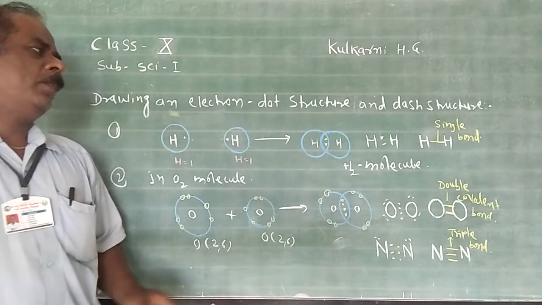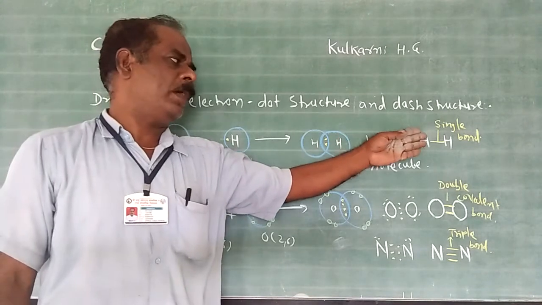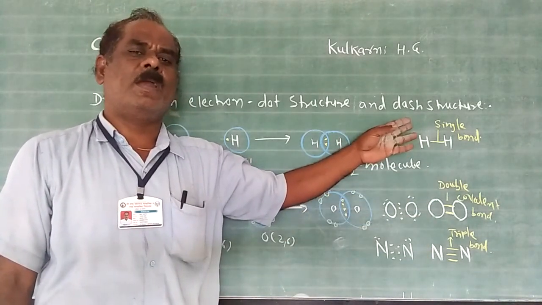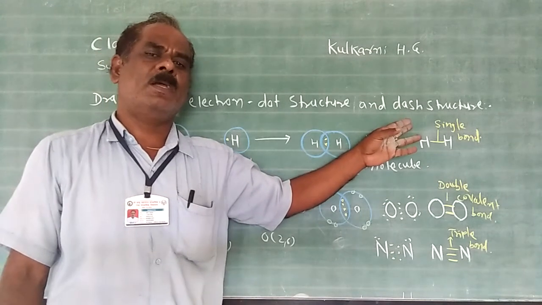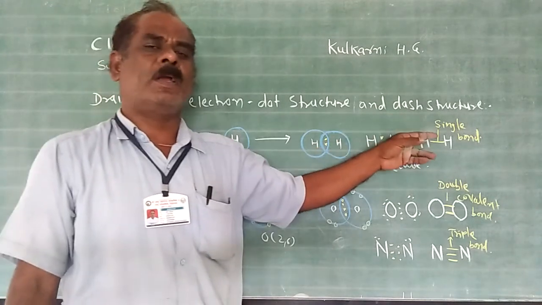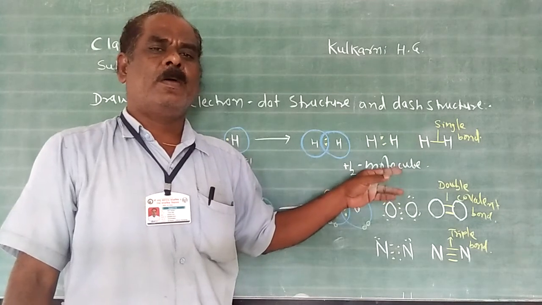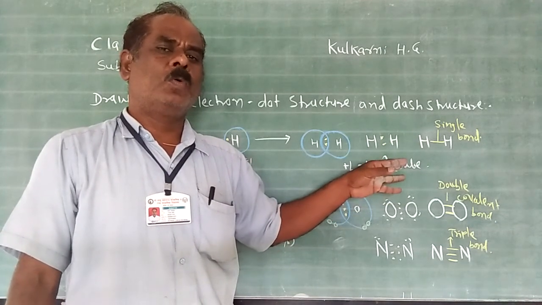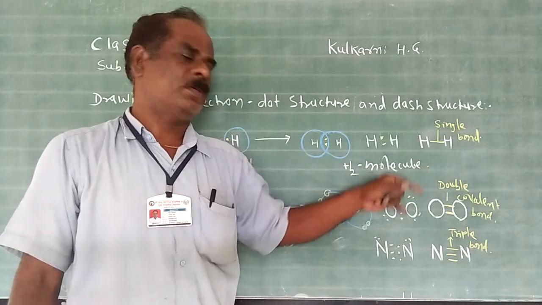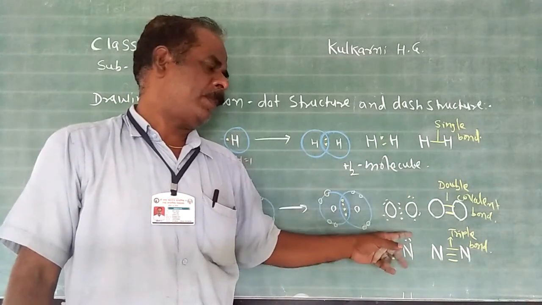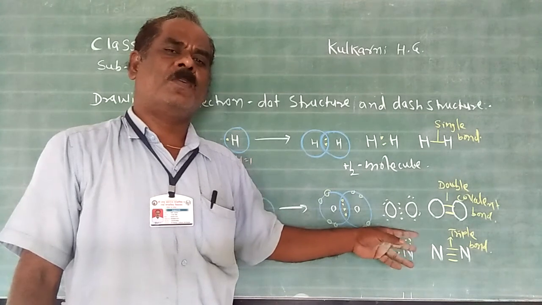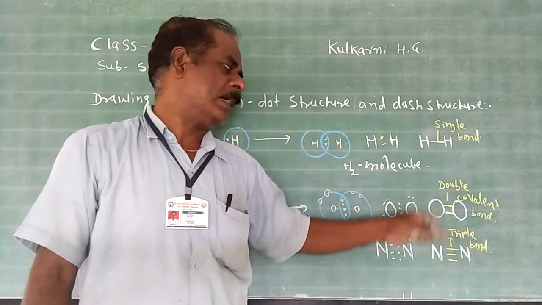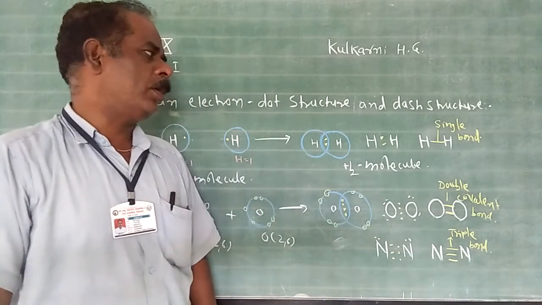It means that the covalent bond is divided into 3 types: single covalent bond, double covalent bond, triple covalent bond. A single covalent bond is formed by the sharing of 2 electrons or 1 pair of electrons. A double covalent bond is formed between 2 atoms by the sharing of 2 pairs or 4 electrons. A triple bond is formed between 2 atoms by the sharing of 3 pairs or 6 electrons, called a triple covalent bond.